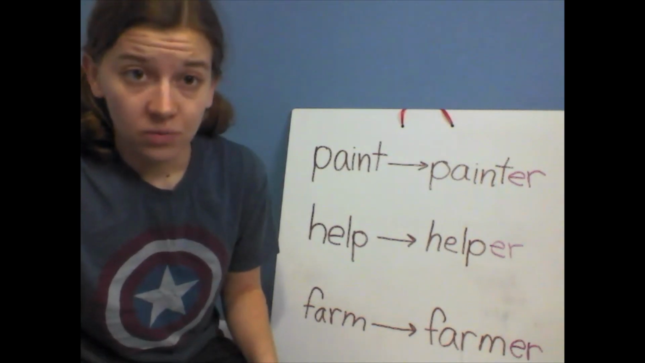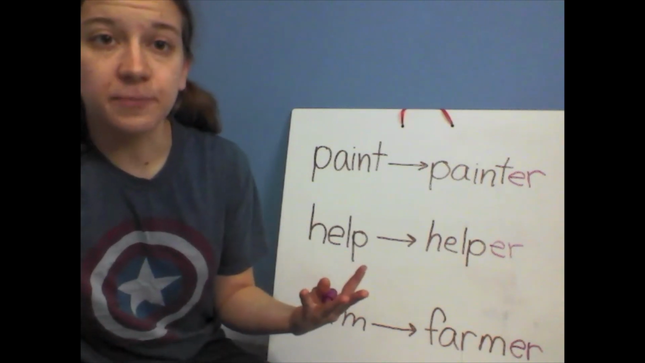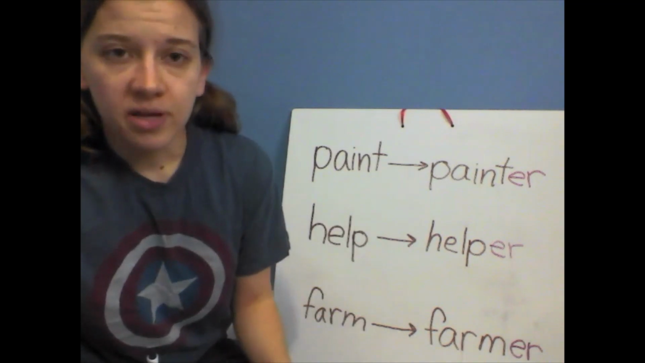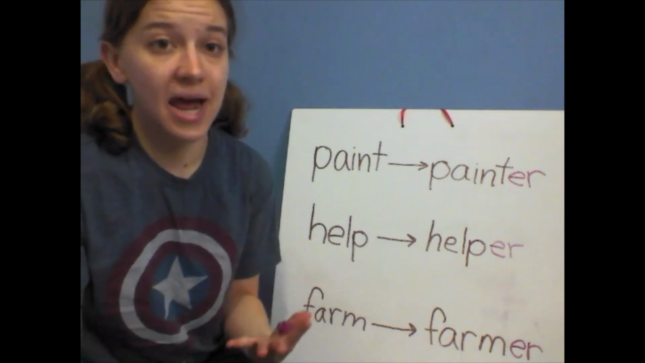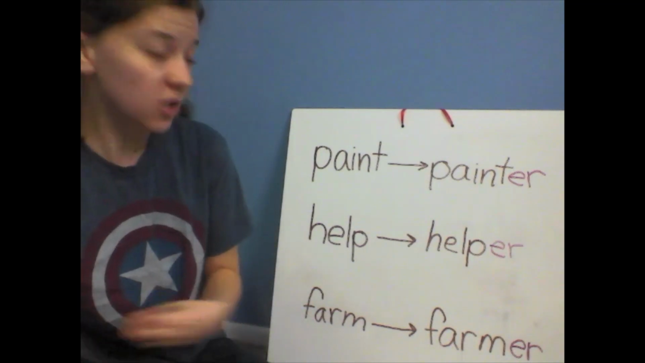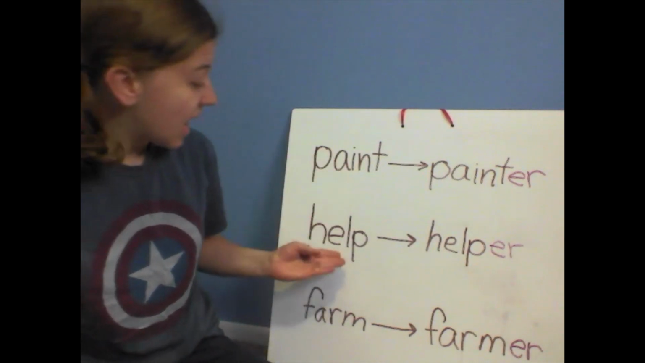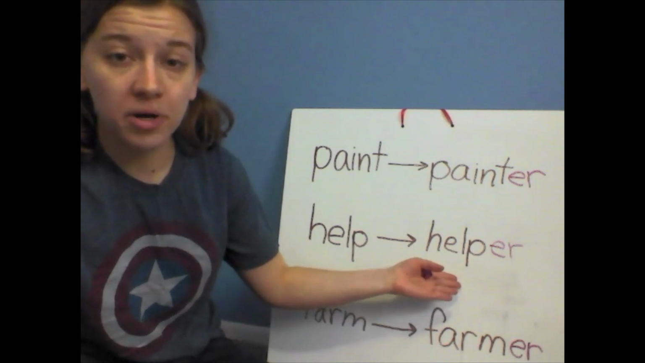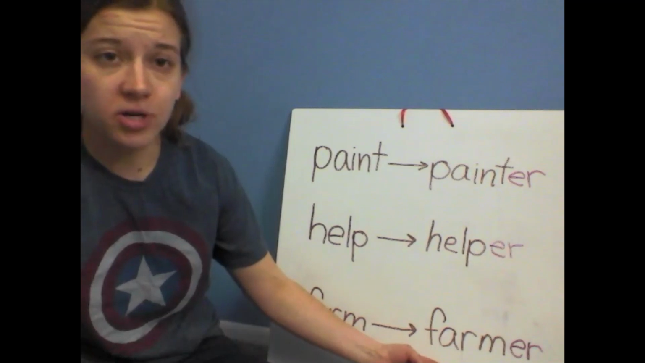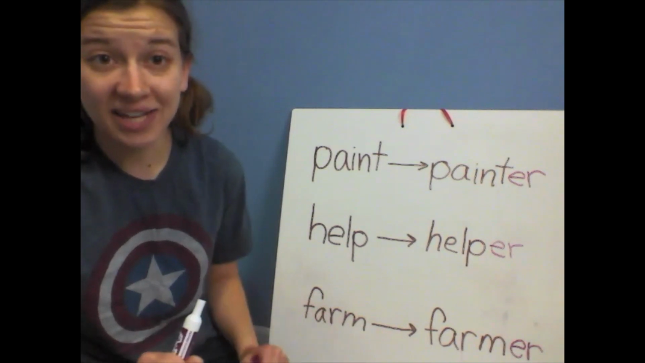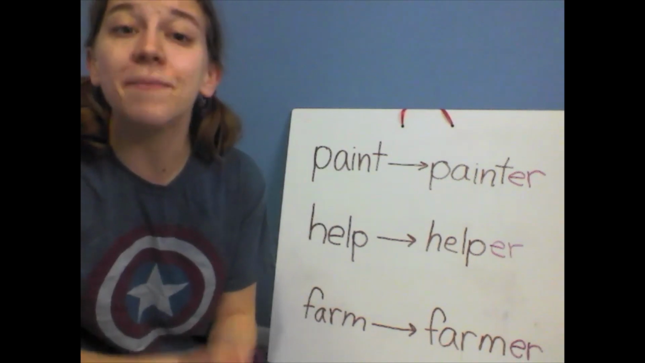Okay? So, I want you to remember this and practice this too. If you say a verb, any type of verb, and then you add an ER to the end of it, that verb then becomes a noun, a person who does that verb. Okay? So, paint becomes painter. A painter is someone who paints, right? Help is a verb, then it becomes helper, and a helper is someone who helps. And then farm goes to farmer, and a farmer is someone who farms. Okay? So, remember that when you add the ER to the end of a verb, it becomes a noun.